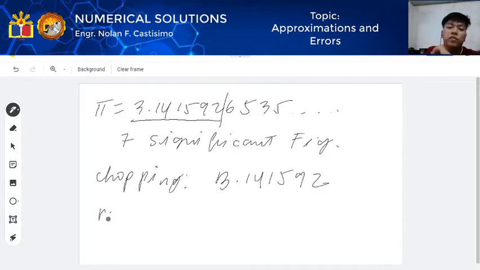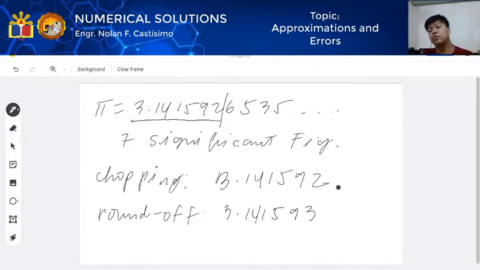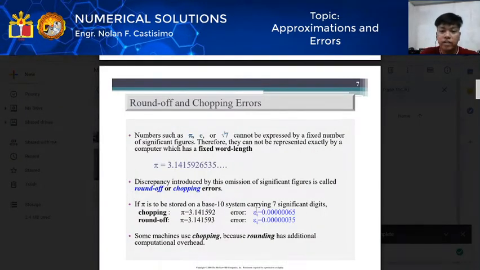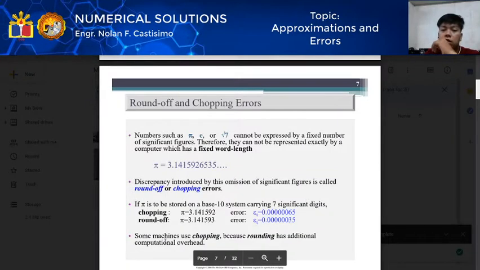Ngayon, pag round off, of course, ira-round off natin. So, itong 2, mara-round up. Diba? Ma-i-round off natin dahil si 6. So, usual. Normal rounding off. 9, 3. Okay. So, mapapansin nyo yung difference ni chopping and round off. So, yung error ni chopping, 65. And error ni round off is 0.35. Naintindihan. So, parang mas recommended si round off kasi mas maliit yung discrepancy niya from the true value compared kay chopping. So, some machines use chopping because rounding has additional computational overhead.